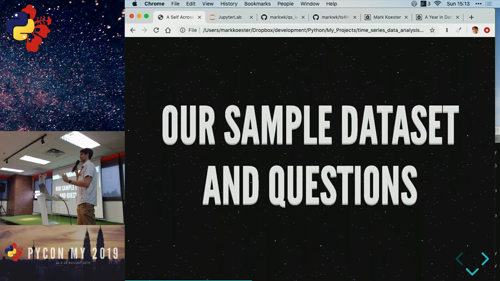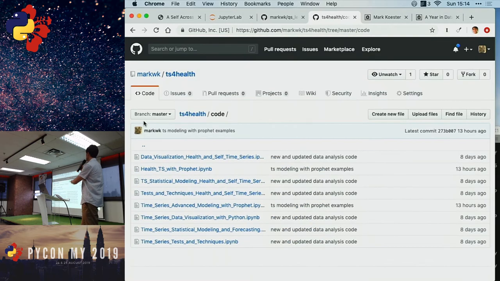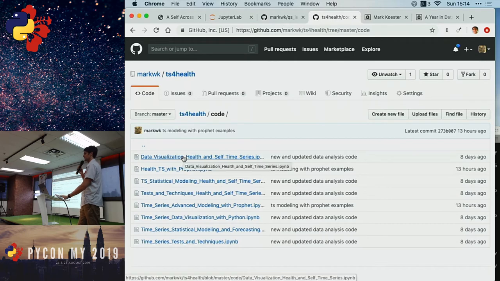Just to give you a bit of context, there are a lot of different data sets. In the code that's online, all the code is on GitHub, and there are a number of examples that I put. The code itself has general examples around how to forecast and how to do time series analysis. But individually, there are examples on how to work with your own data.